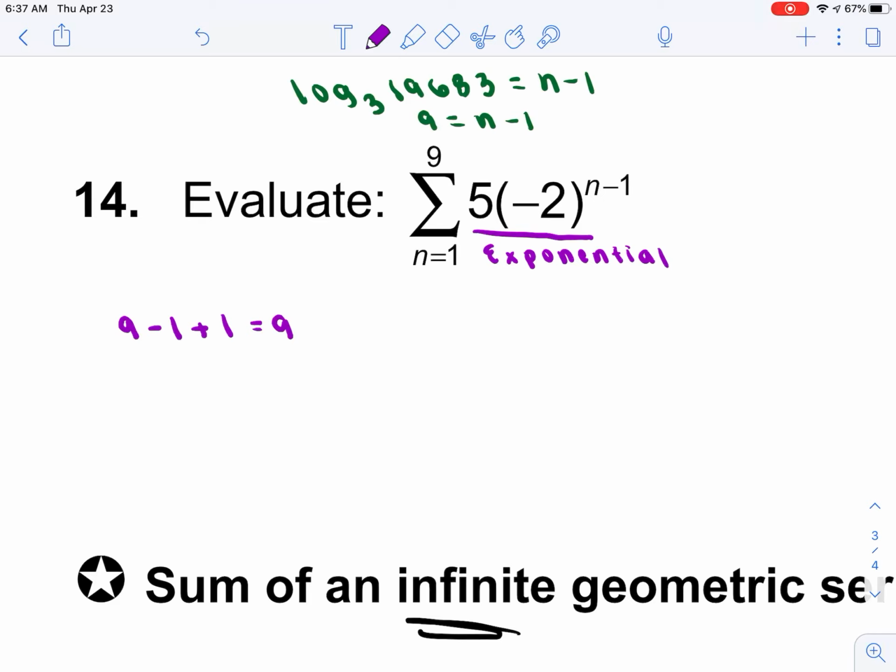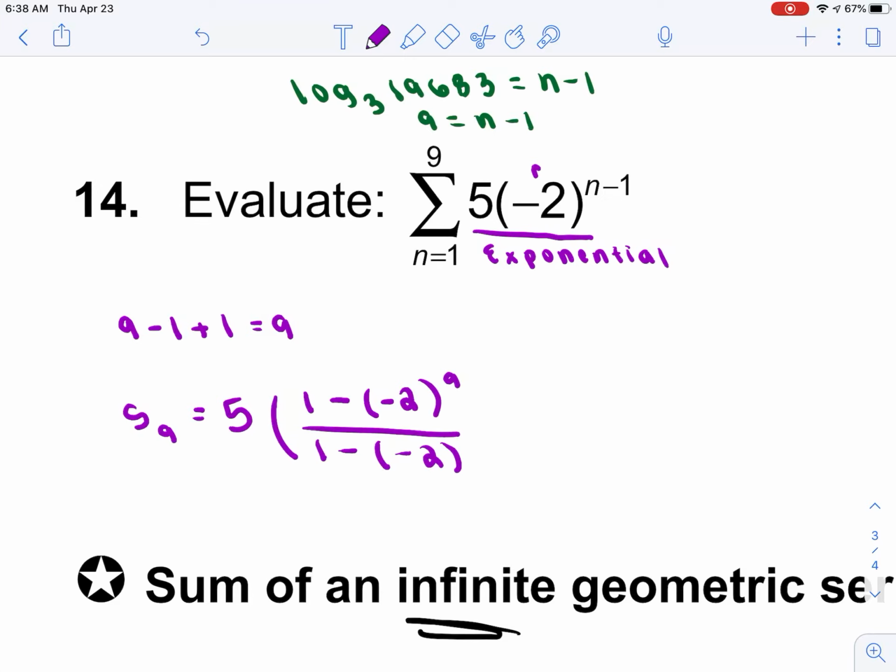Now, we need to find the sum of 9 terms, but the first thing we need to know is the first term of this. Remember, the first term is when we sub in the bottom number. If you sub in the bottom number, because we have the n minus 1, you see that exponent becomes 0, negative 2 to the 0 power is 1. We just get that first value of 5. Now, in the parentheses, we're going to do 1 minus the common ratio, and lucky for us, this is very easy to find. It's just going to be that negative 2, and then we're going to raise it to the 9th power, all over 1 minus the negative 2.